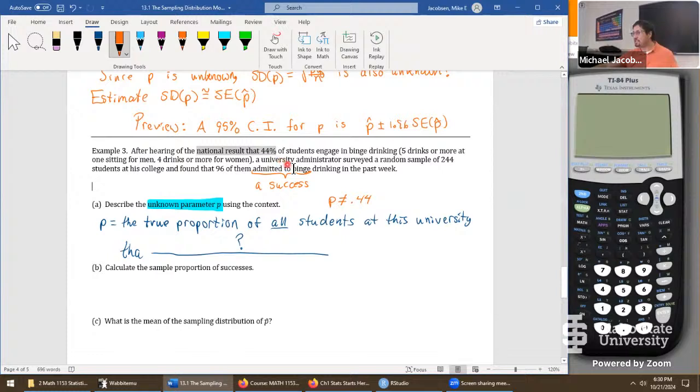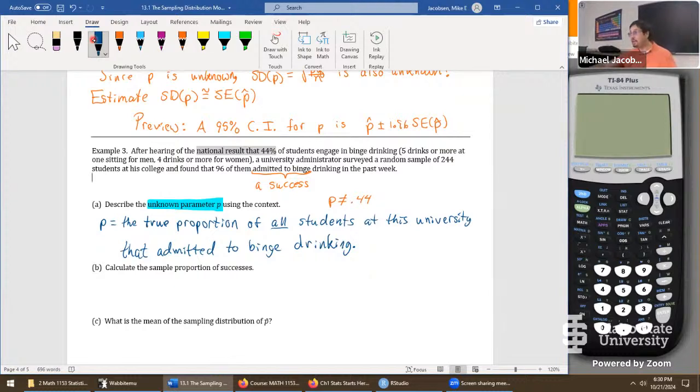It feels even worse if this is like a rare genetic disease or something like that. We'll see that come up. So don't feel too morbid if you called something bad a success. It just means that's what we're interested in the statistical problem. We'll come down here and say that admitted to binge drinking.